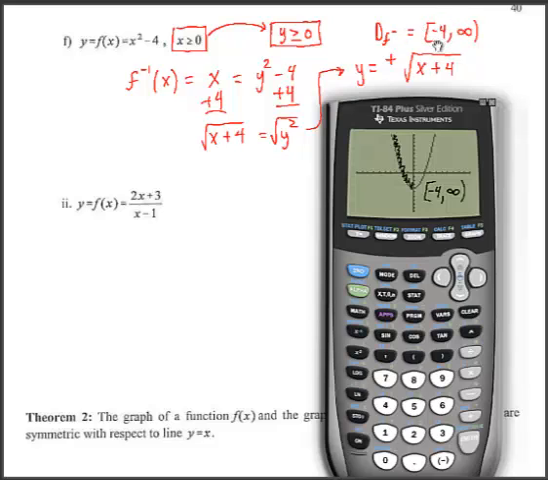And if you look at the domain, it starts at negative 4. If we plug in a negative 4 into our f inverse function, we get negative 4 plus 4, 0, and the square root of 0 is a real number. And so any number greater than negative 4 will give us a positive number inside the radical, and so we're safe in that regard. So our f inverse is the square root of x plus 4.